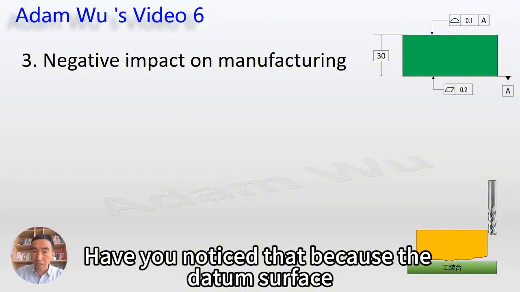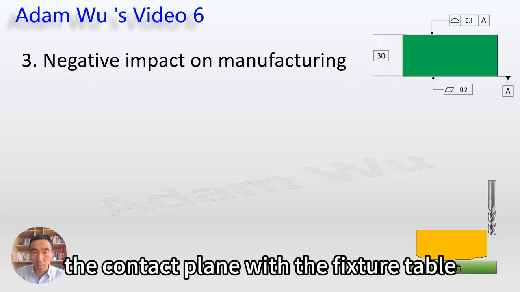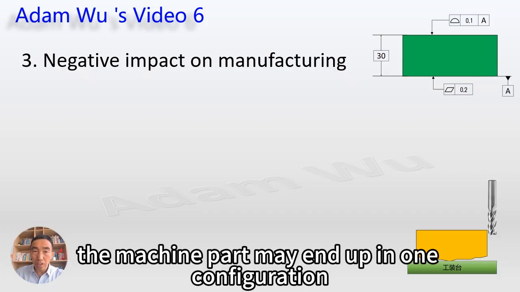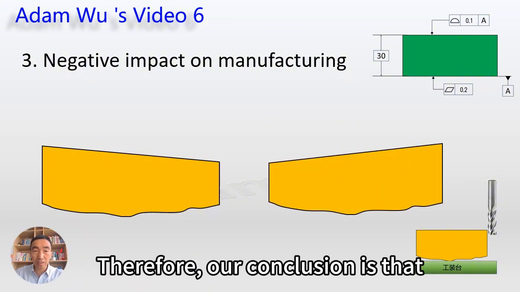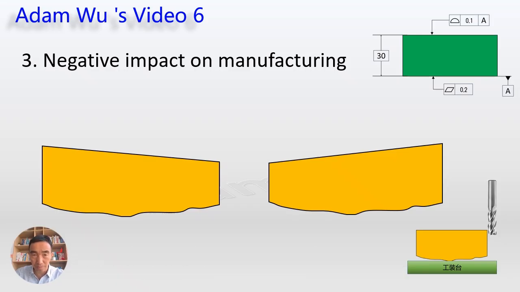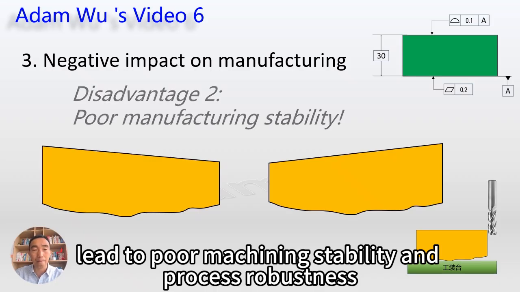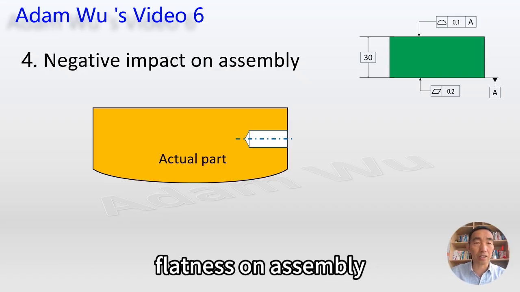Have you noticed that because the datum surface, the contact plane with the fixture table, has poor flatness, the fixturing condition is not unique or repeatable? As a result, the machined part may end up in one configuration, or it may end up in another configuration. Therefore, our conclusion is that when the datum plane itself has poor flatness, it can lead to poor machining stability and process robustness. Now, let's look at the negative impact of poor datum flatness on assembly.